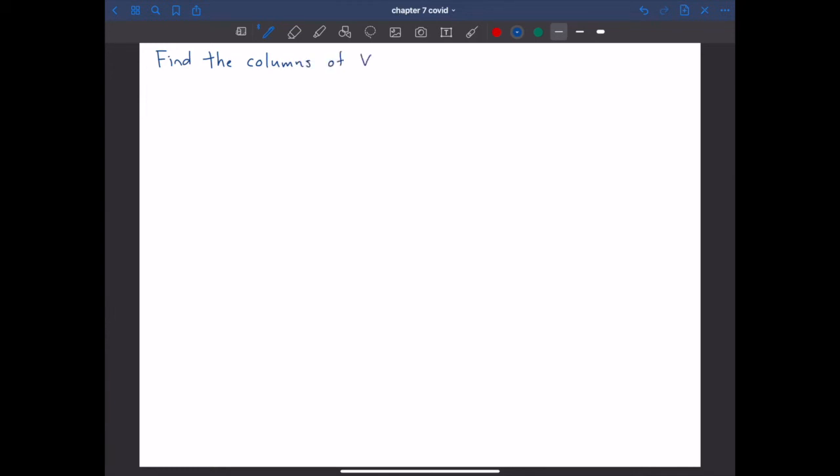All right, so we're going to find the columns of V. In other words, we're going to find the eigenvectors of A transpose A. In this case, we only had one eigenvalue show up, and it showed up with multiplicity 2. So lambda 1 equals lambda 2 equals 4.